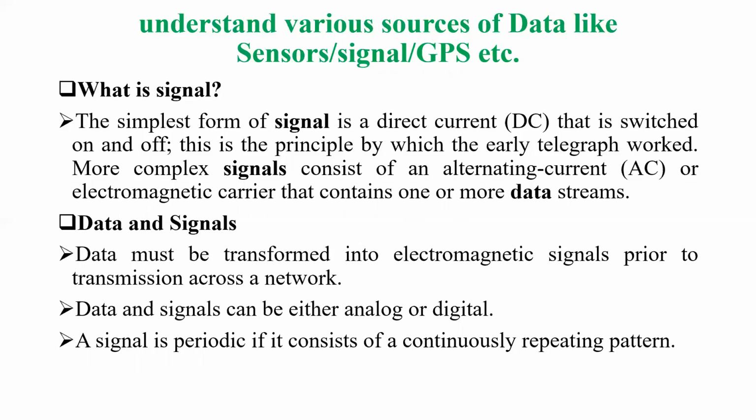As a kind of input, you can observe these signals, but we should have some considerations. Data must be transformed into electromagnetic signals prior to transmission across a network. Data and signals can be either analog or digital in nature. A signal is periodic if it consists of a continuously repeating pattern, so periodic signals can be observed after observing a certain signal.